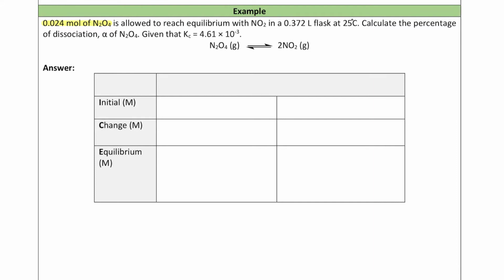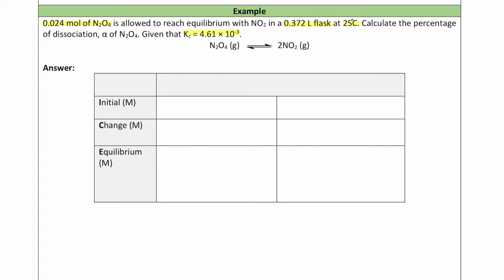So kita tengok example sebab kita nak belajar macam mana nak kira percentage of dissociation. So in this question, dia bagi kita 0.024 mole of N2O4 is allowed to reach equilibrium with NO2 in 0.372 liter flask. And the temperature is 25 degrees Celsius. Lepas tu dia kata calculate the percentage of dissociation alpha of N2O4. That means dia nak tahu berapa banyak N2O4 yang dissociate to form product. And dia bagi kita nilai Kc juga. This might be useful later on lah.